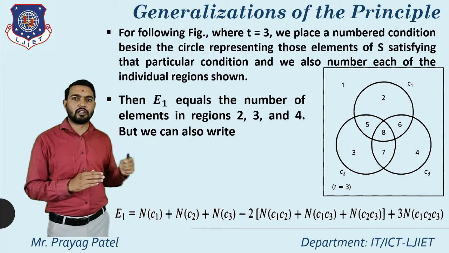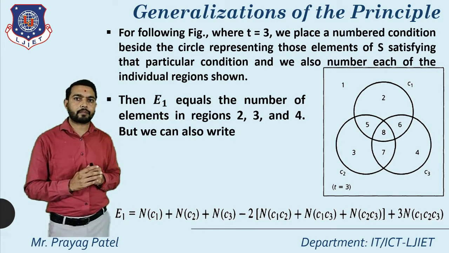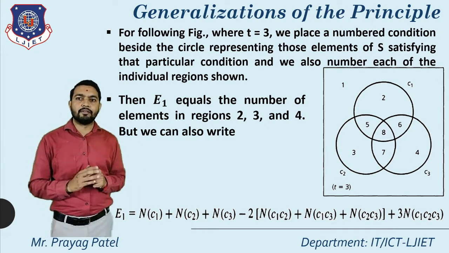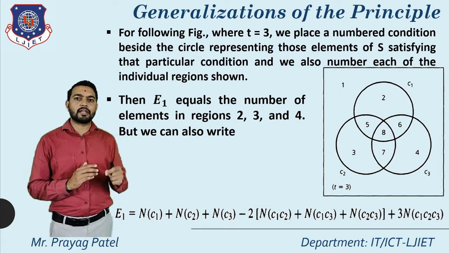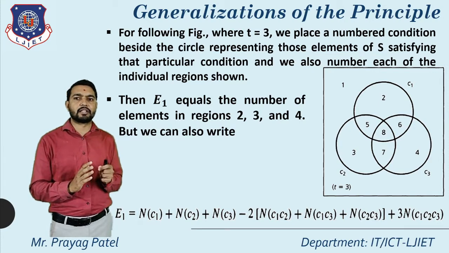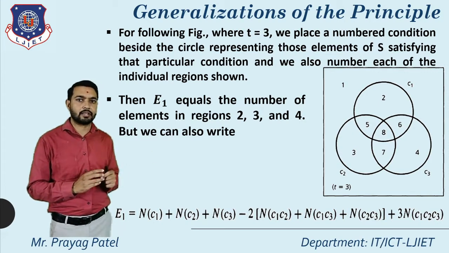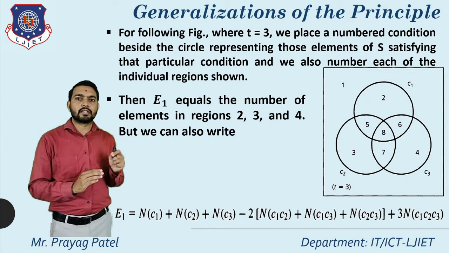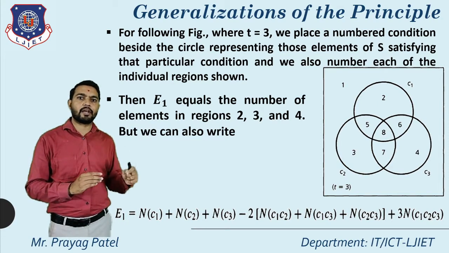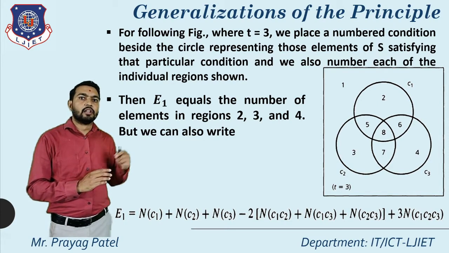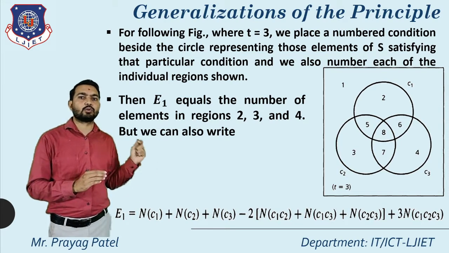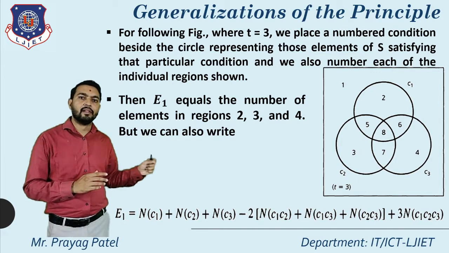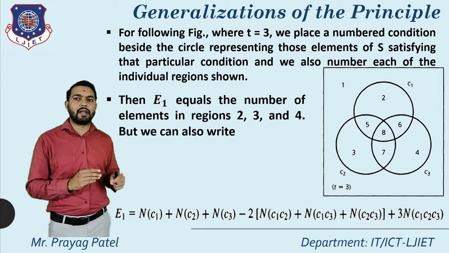Now see another formula for finding E1 for these three sets C1, C2 and C3. So E1 equals N(C1) plus N(C2) plus N(C3). That means the individual conditions C1, C2 and C3, minus the combination of two elements. So here, minus 2 times N(C1C2) plus N(C1C3) plus N(C2C3), plus the next term, 3 N(C1C2C3), meaning 3 times the elements where all three conditions C1, C2 and C3 are satisfied. So this is called the common equation for finding E1.